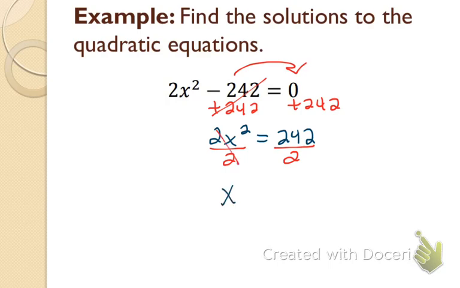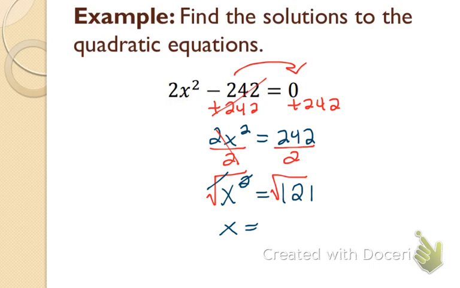And so we have x squared is equal to 121. Next is, okay, how do we get rid of that power of 2? Take the square root. What you do to one side, do it to the other. This power of 2 cancels with the square root. So we get the square root of 121.